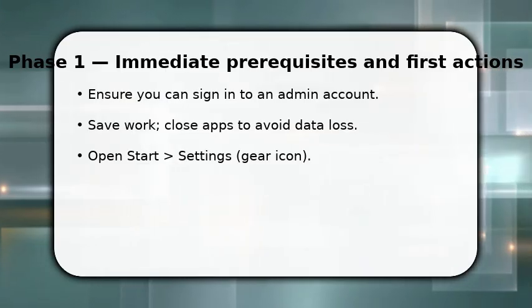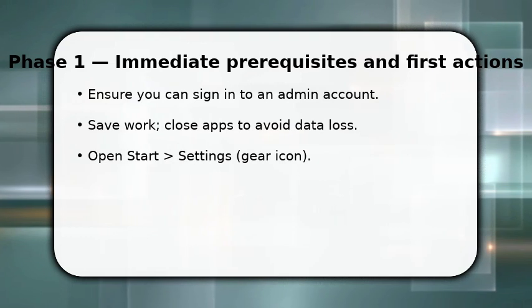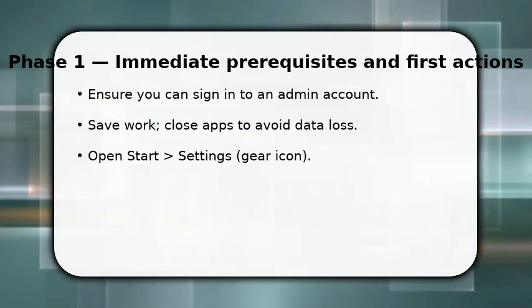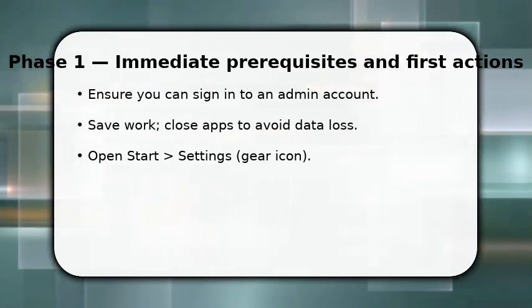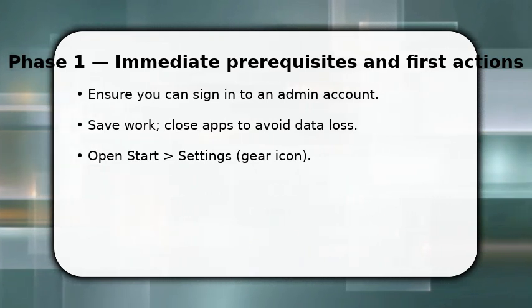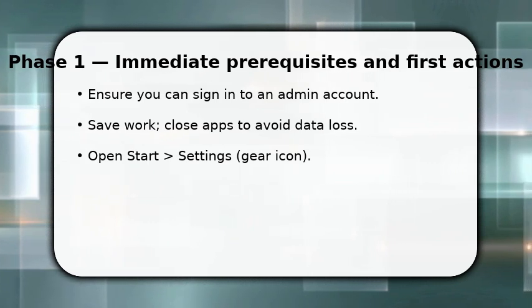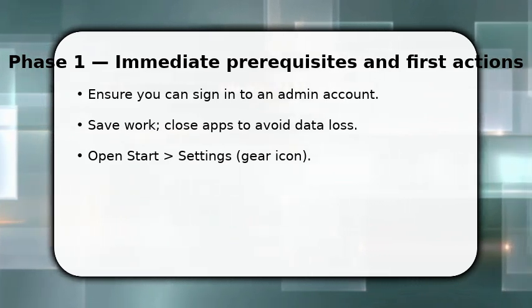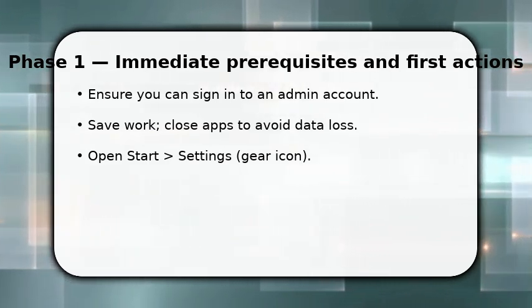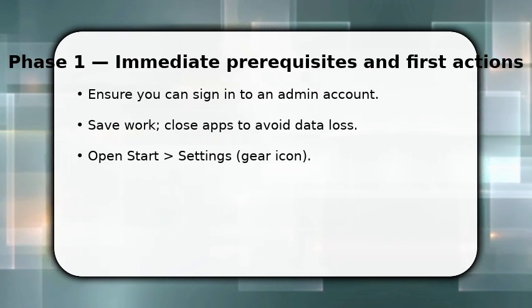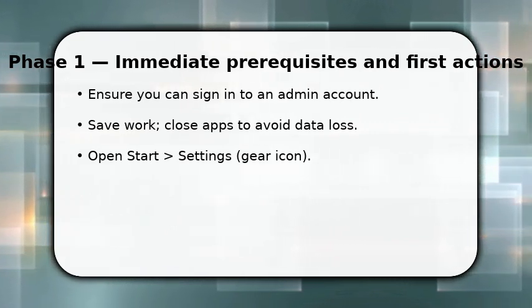You start by preparing the system so safe mode will work. Sign in with an administrator account and save any open files. Once done, close apps to prevent data loss, then open the Start menu and click Settings, the gear icon. You do this because safe mode restarts Windows with minimal drivers, and having admin access and a clean session avoids permission or file lock problems.